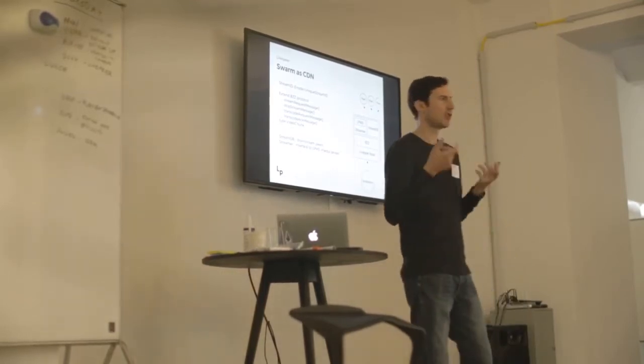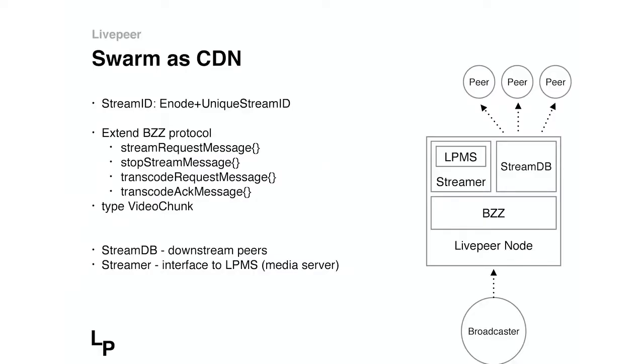The first is the idea of a stream ID. How do you identify a stream? There are really two portions. There's the eNode ID, which identifies the origin broadcaster, and then there's the unique stream ID that identifies that stream. You concatenate them together to create one stream, and that allows you to use the Kademlia routing to find the origin node who's originating the broadcast.